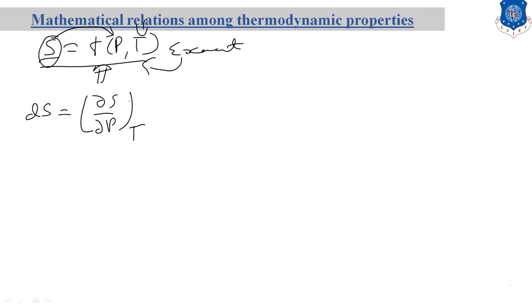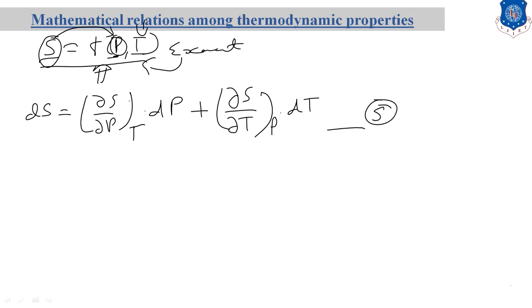So let's take temperature as constant, multiplied with the total differential of the given term, dP, plus, now the same thing we do with the second term. Keeping pressure constant and partially differentiating with temperature, it becomes (∂S/∂T) at constant pressure into dT, which is our total differential. So this equation becomes our equation number 5.